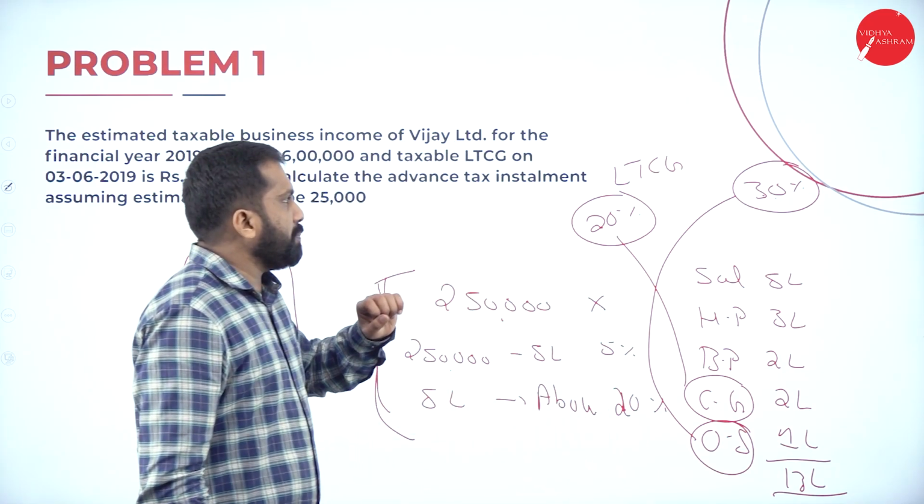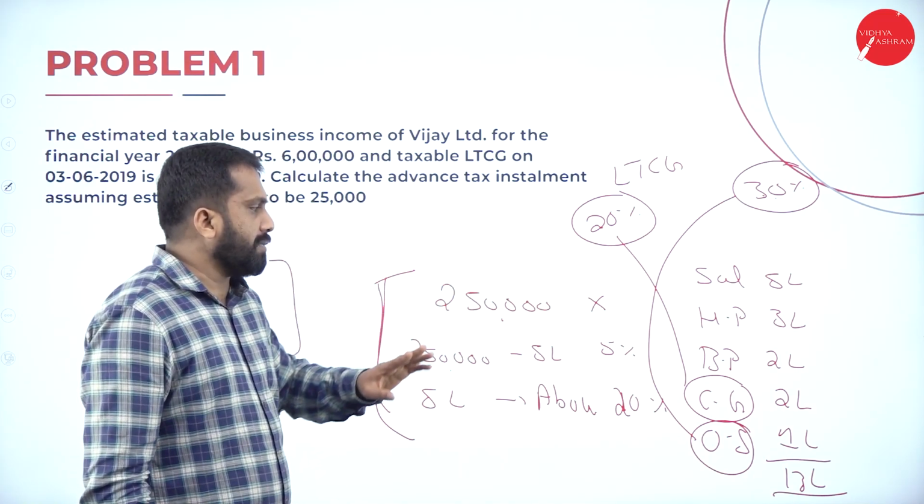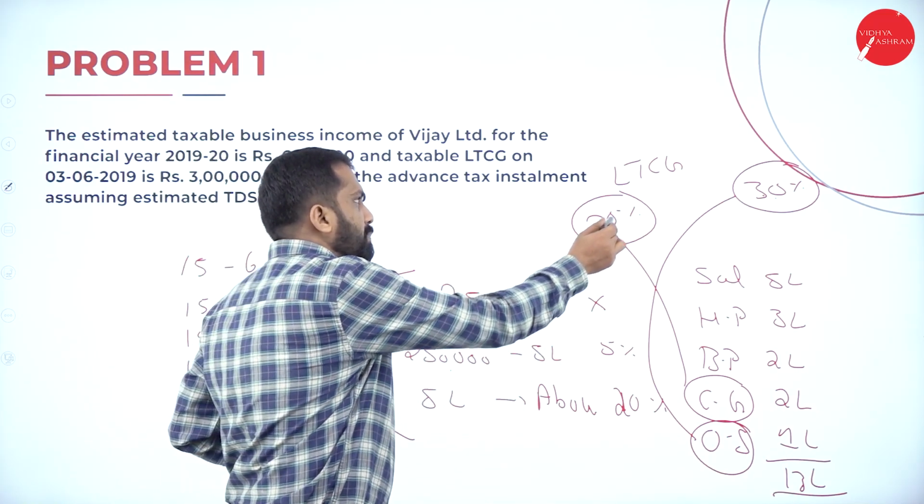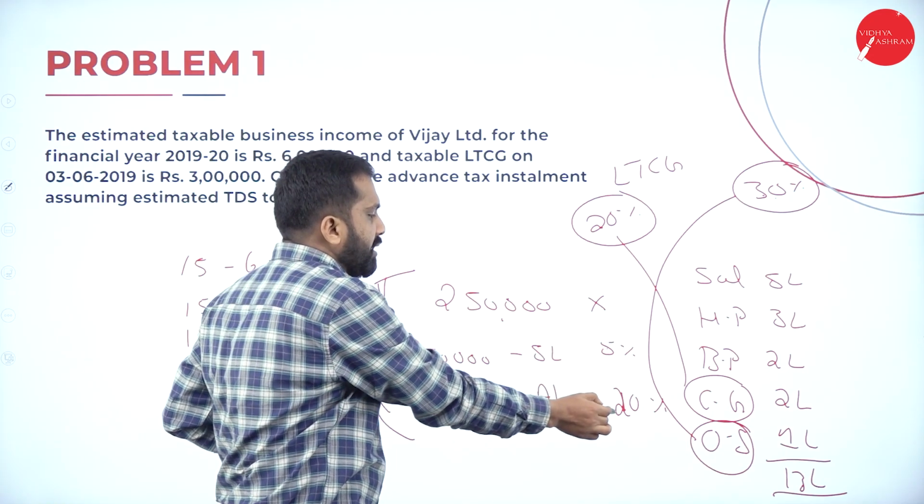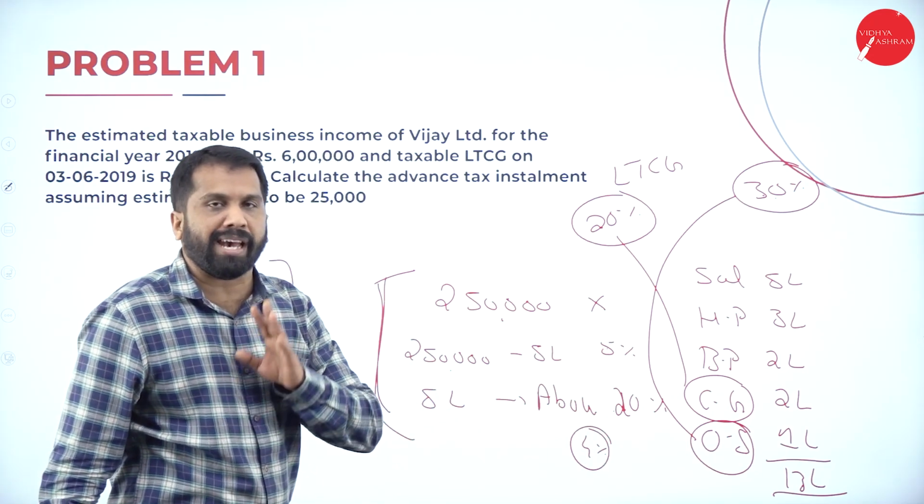So, what you are supposed to do is calculate tax. After calculating, you calculated 20%, 30%, 5%, 20%, including 4% education cess also.